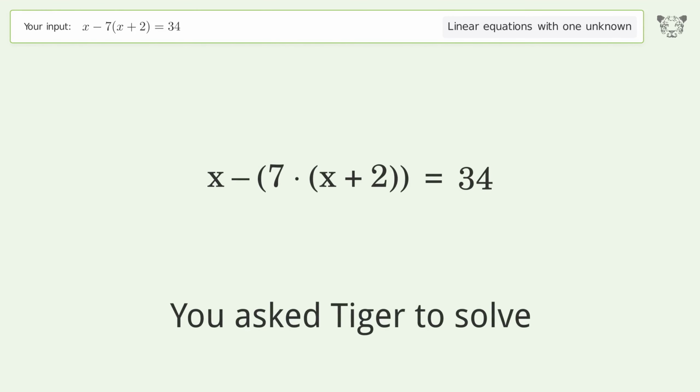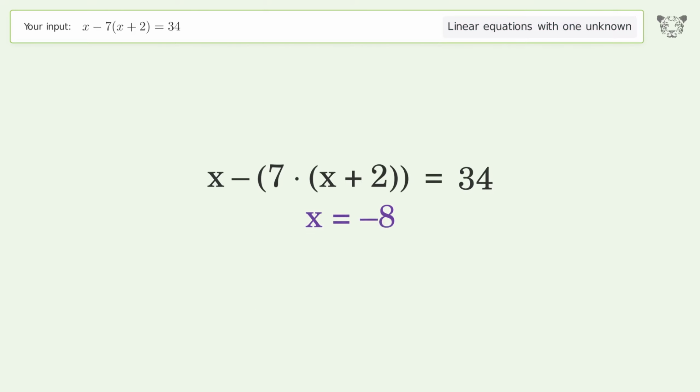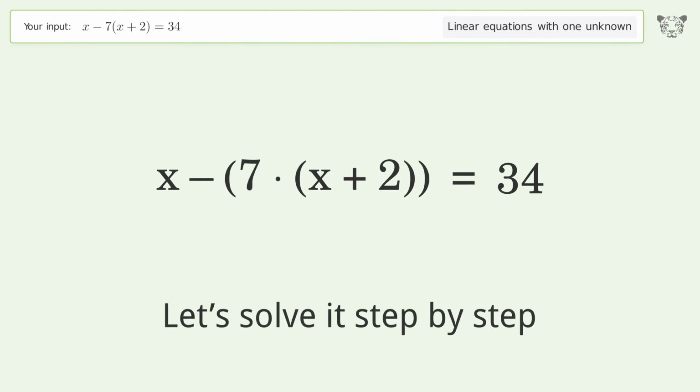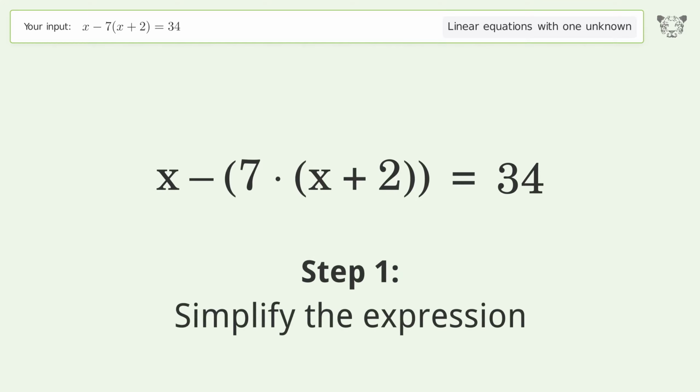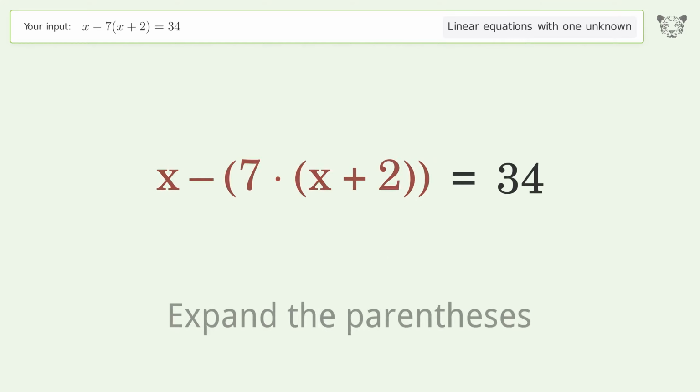You asked Tiger to solve this. It deals with linear equations with one unknown. The final result is x equals -8. Let's solve it step by step. Simplify the expression. Expand the parentheses.